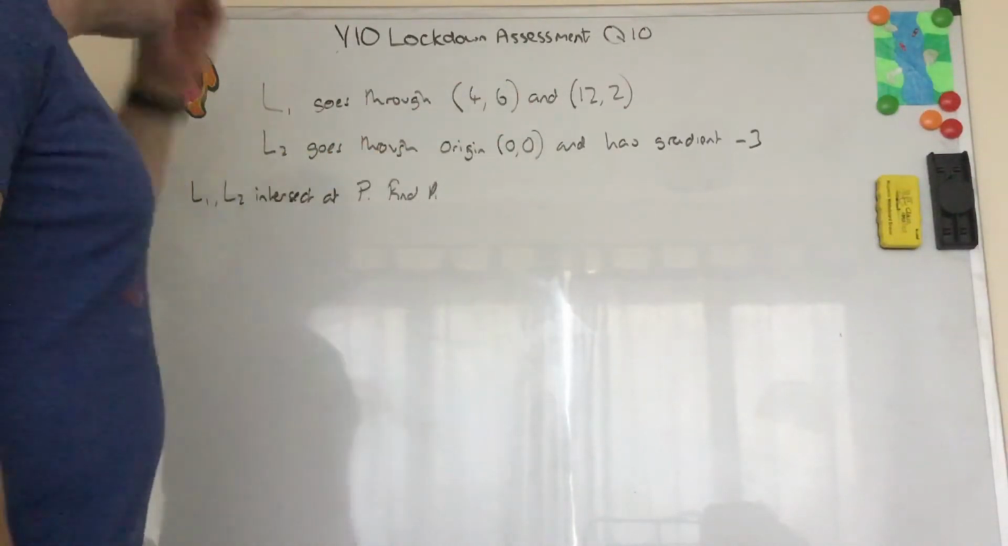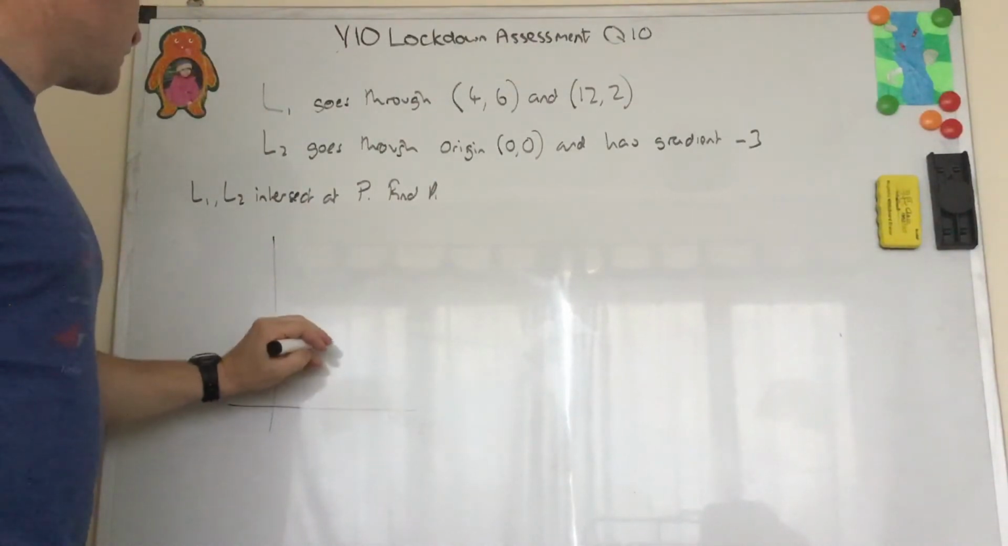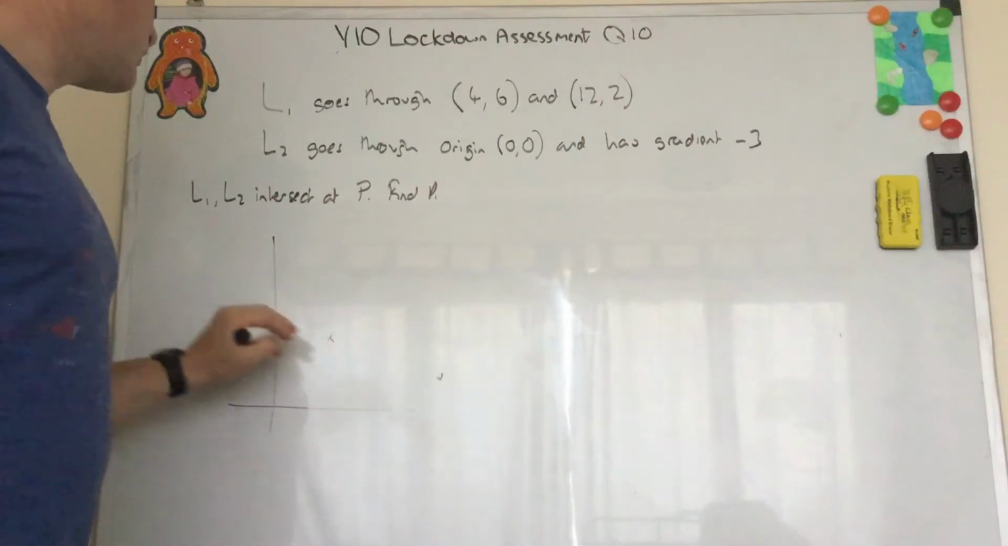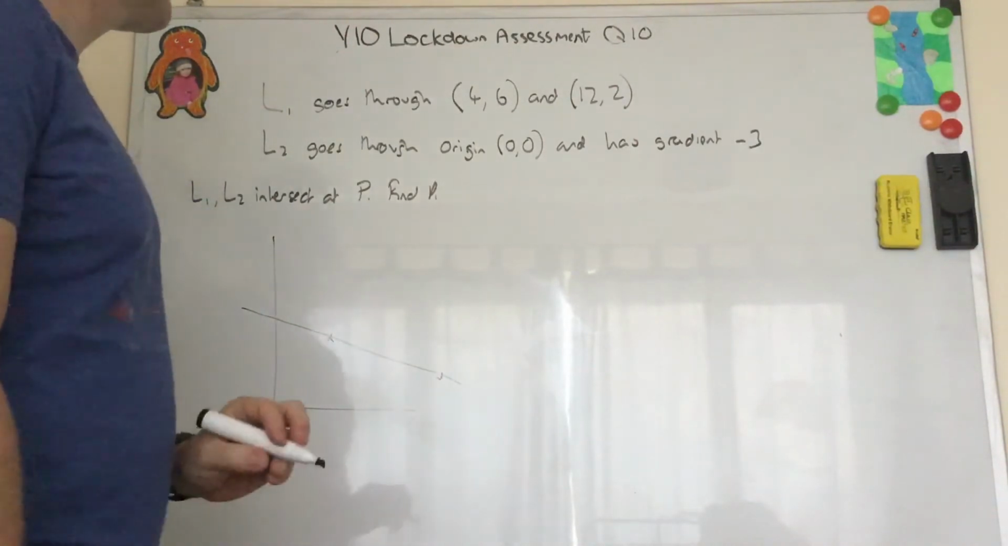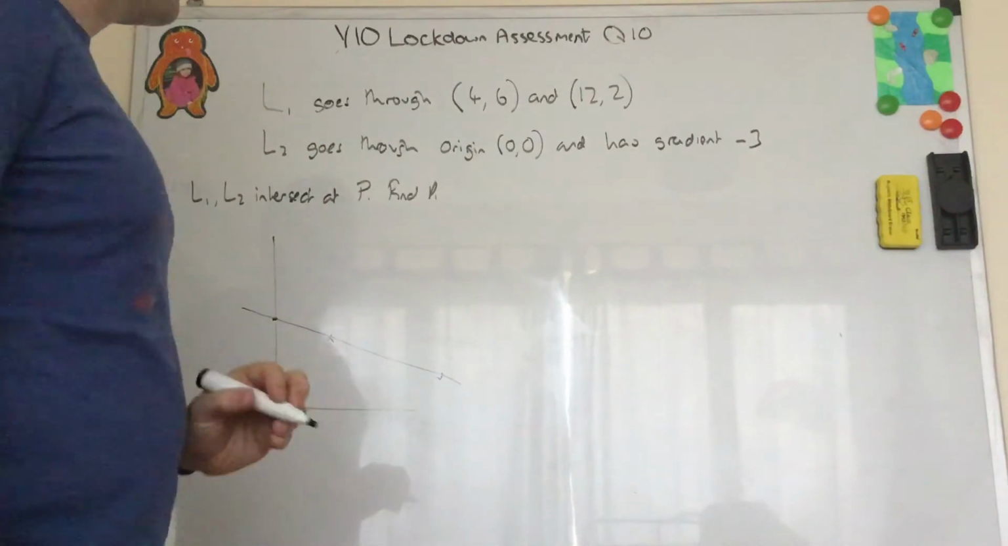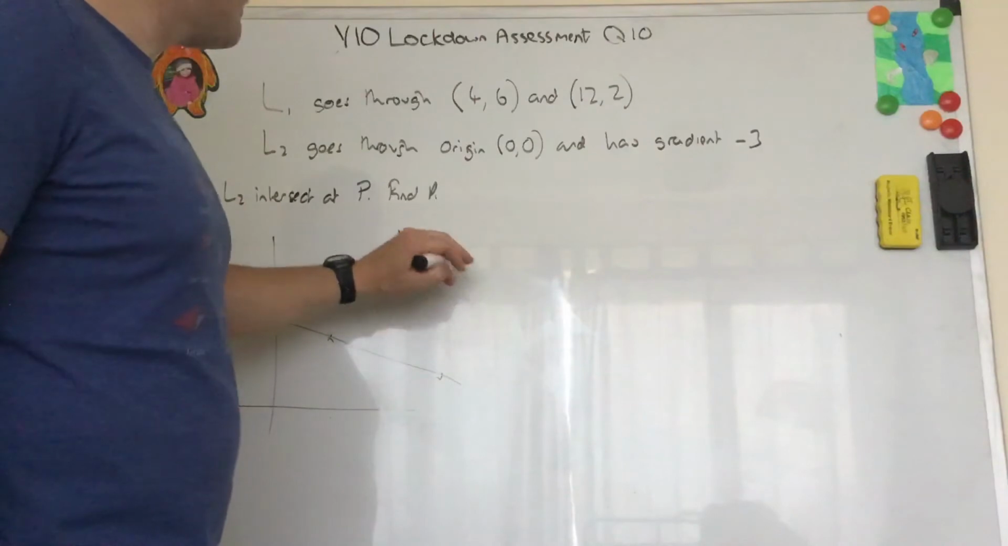L1 goes through (4, 6) and (12, 2). So if I draw a quick picture, (4, 6) is about there, (12, 2) is there. It's going to look something like that. It's got a negative gradient. It's going down as we go from left to right. It's going to have an intercept somewhere up here. So to work out the equation of L1, we have to work out the gradient.